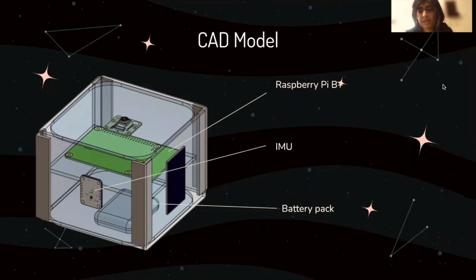This is our CAD model, and it consists of 5 main components. Our Raspberry Pi, which is our processing system, our IMU, which is used to detect the position of the CubeSat, and our battery pack. It is secured with 4 L brackets, and a panel is placed between separating the components so that if they are dislodged, they won't be able to cause damage to other components.